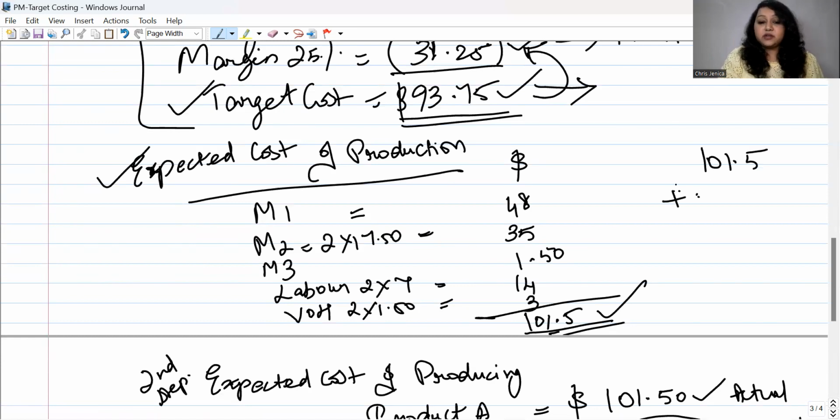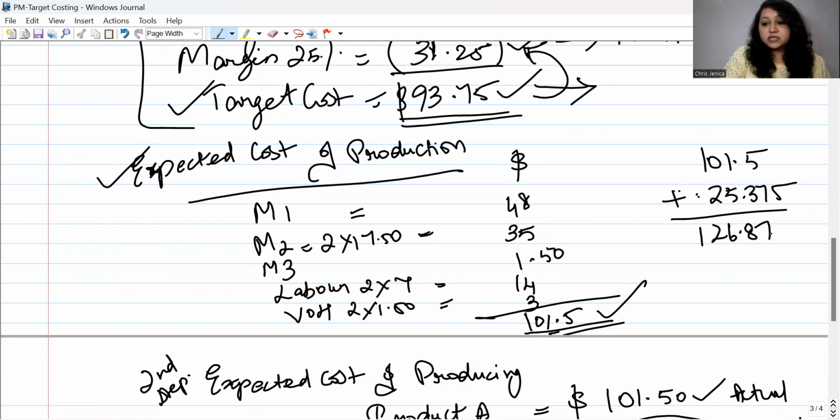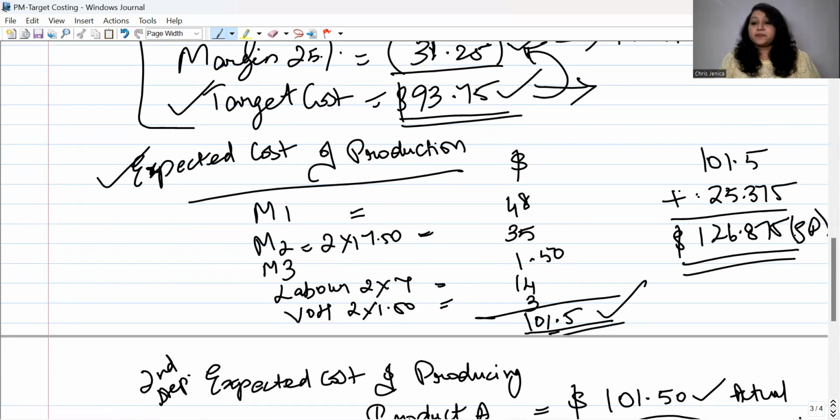Over and above this, I will add 25%. So what will be the 25%? 25% is going to be 25.375. Now I'll add this. So 126.875. This will be the price at which I will sell my product. This was the way in which I would have calculated based on the traditional method. I would have calculated my cost, and over and above this, I would have had a 25% markup of profit. So this is going to be my expected profit, and I will fix my selling price.